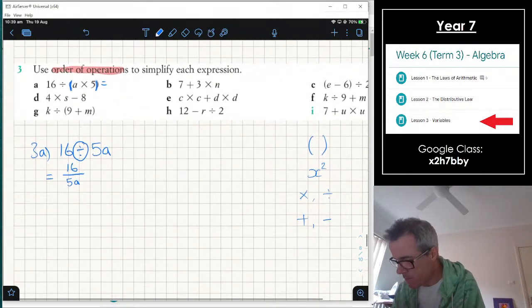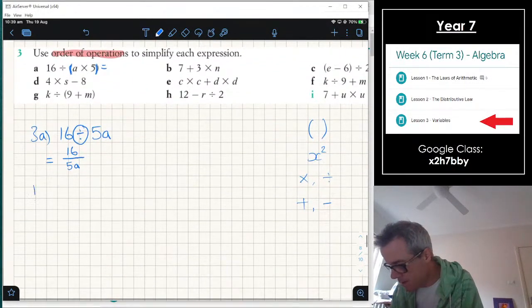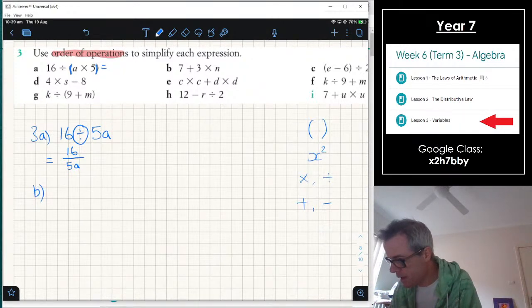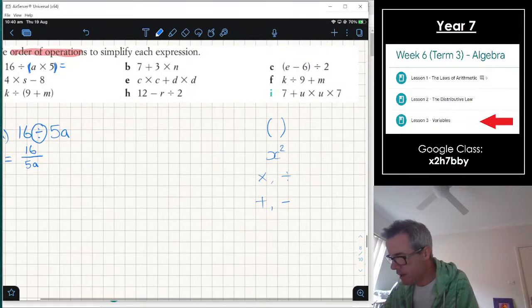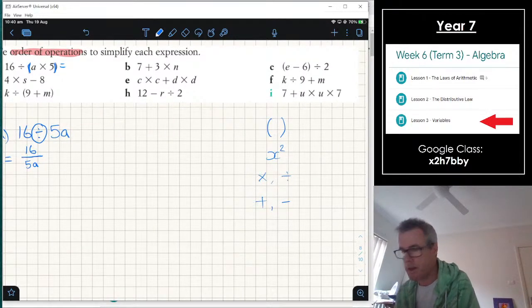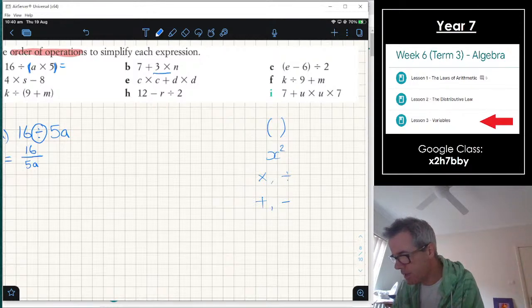All right, let's have a look at question B. Question B says 7 plus 3 times n. Do we have brackets? No, we don't have brackets in this problem. Do we have any indices? No. We do have a multiplication here, don't we? We have 3 times n.